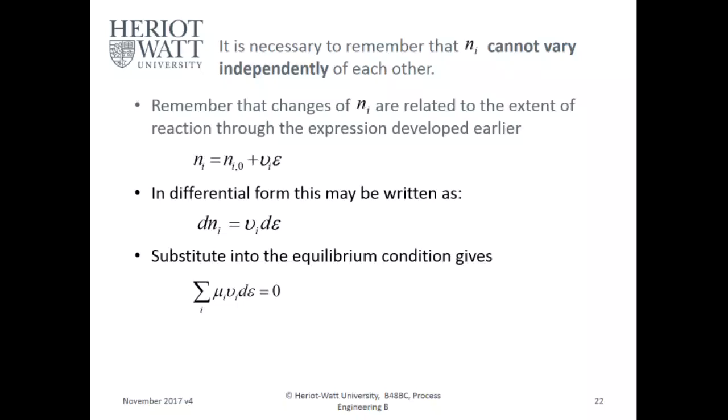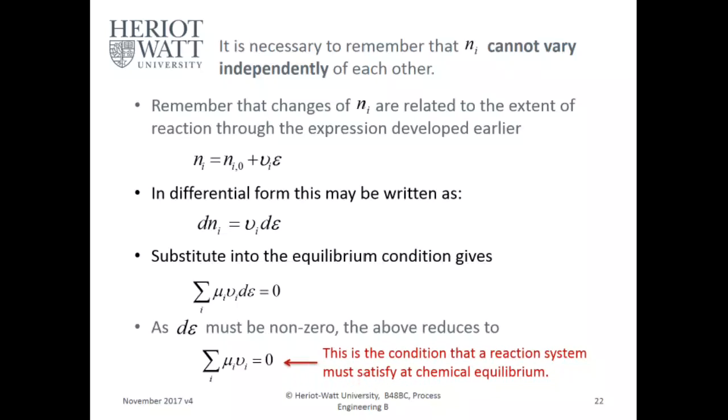So this minimizes your Gibbs free energy. As d epsilon must be non-zero, the above reduces to the sum of mu i Vi equals 0. So the change in the extent of a reaction cannot reach 0 if Gibbs free energy is minimized. Remember from the graph, you can only go so far before the reaction stops.